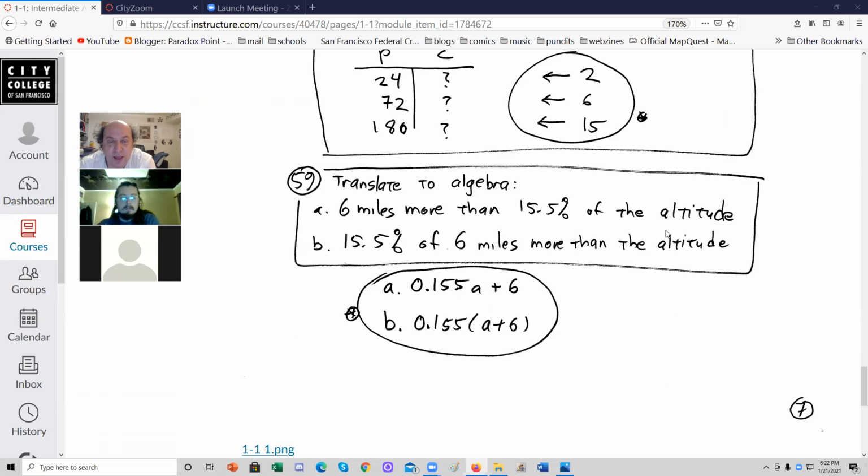Here we have 2 slightly different expressions which translate into algebra in slightly different ways. Expression A, 6 miles more than 15.5% of the altitude, and B, 15.5% of 6 miles more than the altitude. Here, for the first one, we take the altitude A, find 15.5% of it, and add 6. Here we take the altitude A, add 6, and multiply by 15.5%. So A is 0.155A plus 6. It starts with A, multiplies by 0.155, then adds 6. For B, we start with A, add 6, and multiply by 0.155. So 0.155 times parenthesis, A plus 6, end parenthesis.